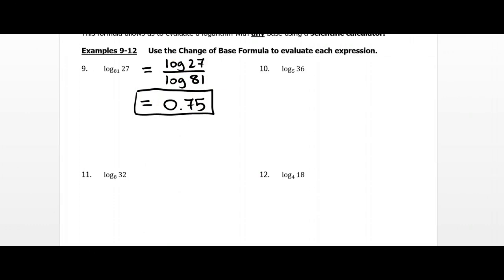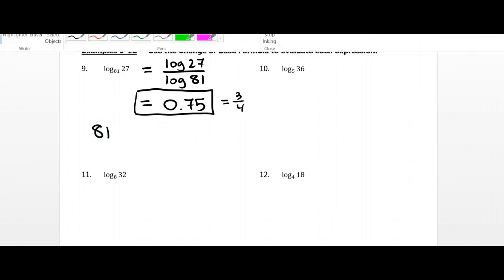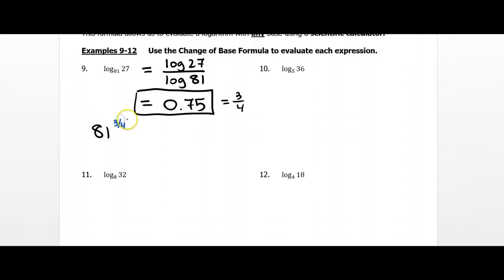If you think about that, that makes sense. 0.75 is the same thing as 3/4, and 81 to the 3/4 power would be the same thing as the 4th root of 81 cubed. We should know by now that the 4th root of 81 is 3, and 3 cubed would give us 27, the original argument. So that checks out if you think about this using the definition of a logarithm, same way as up here using the change of base formula.